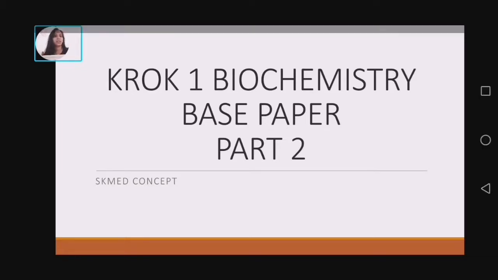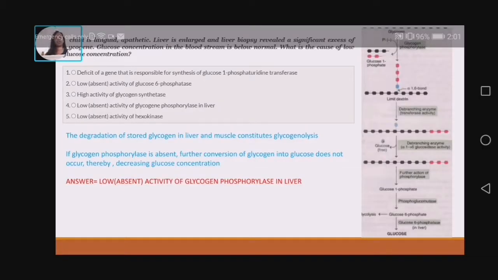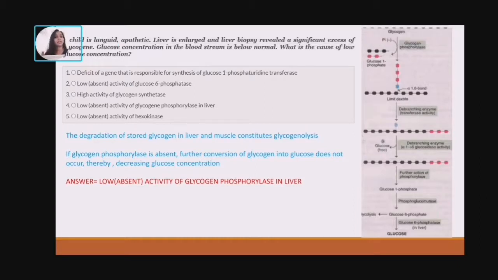So let's get started. The first question: the condition of a child is very languid because his liver is enlarged, and liver biopsy revealed excess of glycogen. Also, glucose concentration in blood is below normal. So what is the cause of this condition? This is the question we have to deal with.